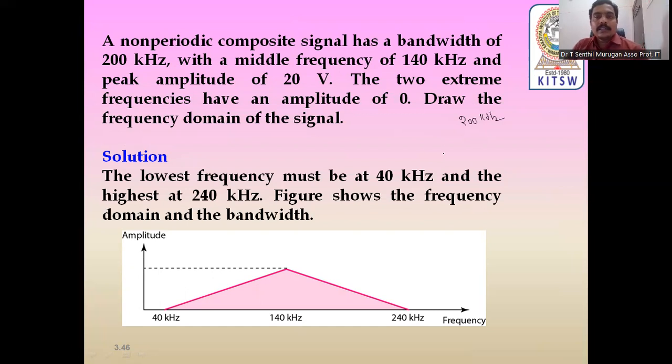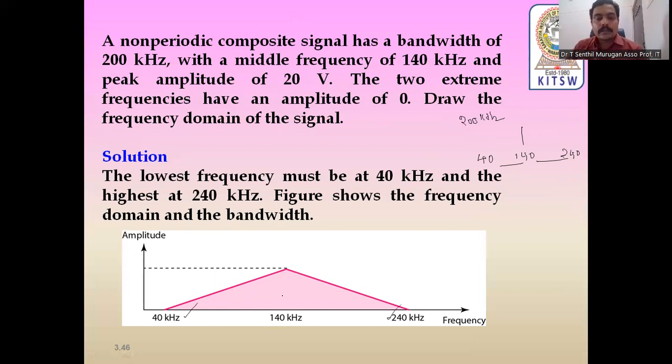So you just assume that the total is 200 kilohertz. What are they saying? 140 kilohertz is the middle. So 200 means here this side 100, this side 100. On this side you have to minus 100, here plus 100. Okay, so 240. That is what they have given. This is the minus 100, this is the plus 100.